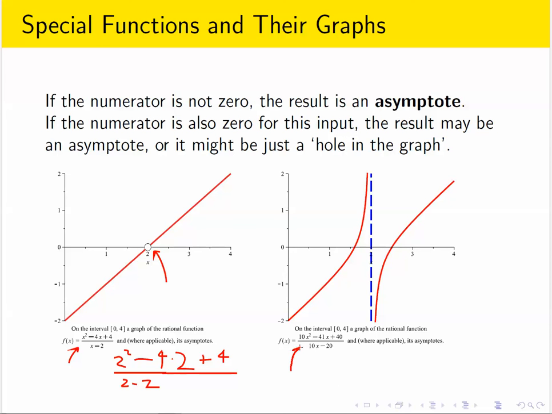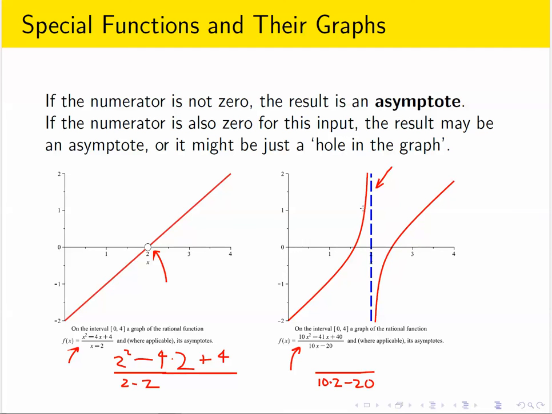Now on the right side, I have a different function, 10x squared minus 41x plus 40 divided by 10x minus 20. If I try to plug 2 into the denominator, I get 10 times 2 minus 20. 20 minus 20 is 0, so I cannot plug a 2 in. That means this function's not defined at x equals 2. But it's a different behavior this time. Instead of just having a hole in the graph, you actually have the graph getting closer and closer to this vertical line. So the dashed blue vertical line here is not part of the graph, but it's helping to show the behavior of the graph.